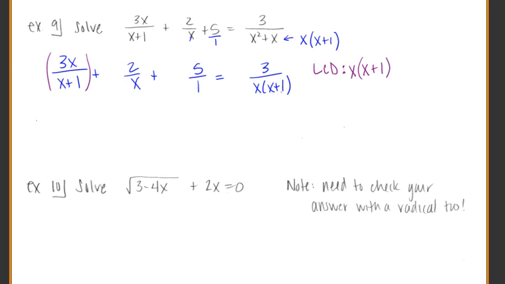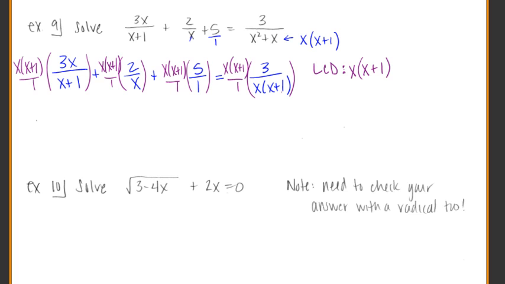So I'm going to go to each of these fractions. I'm going to multiply it by x times x plus 1. X times x plus 1. X times x plus 1. And here, x times x plus 1. And I'm writing it up here in the top because we're really just multiplying the numerators just like that. Okay, well, let's go through and let's start reducing.